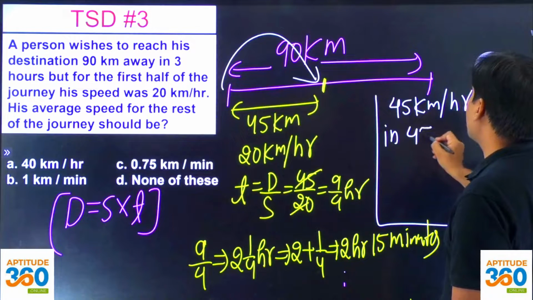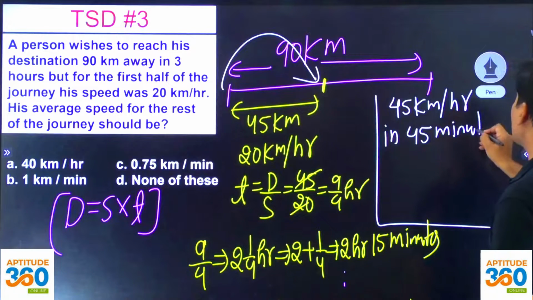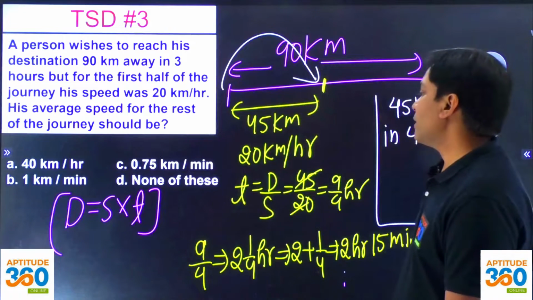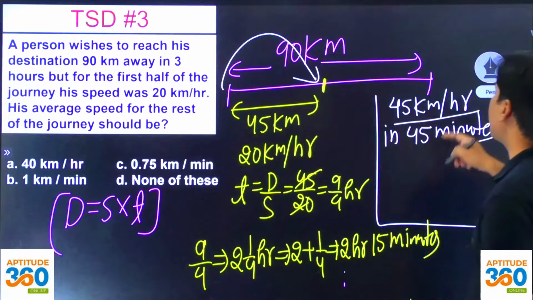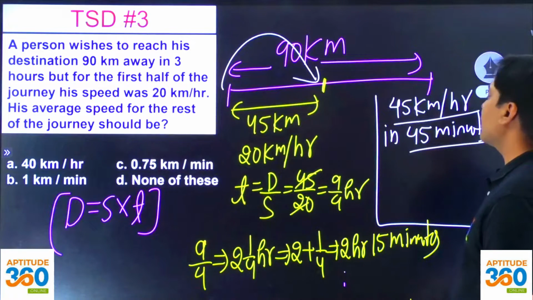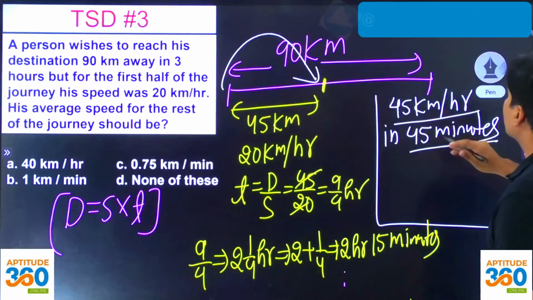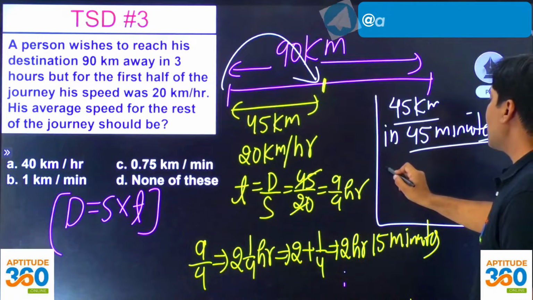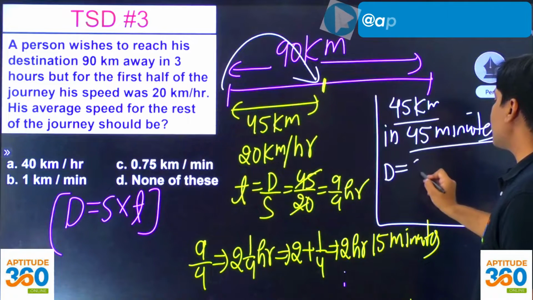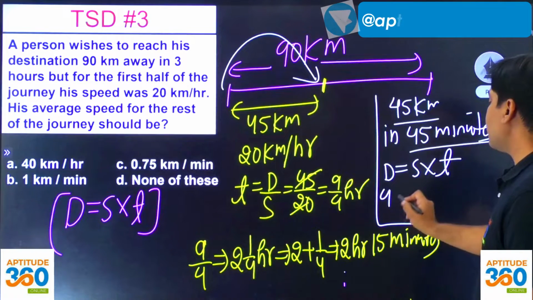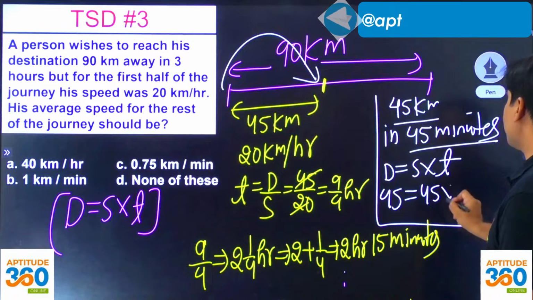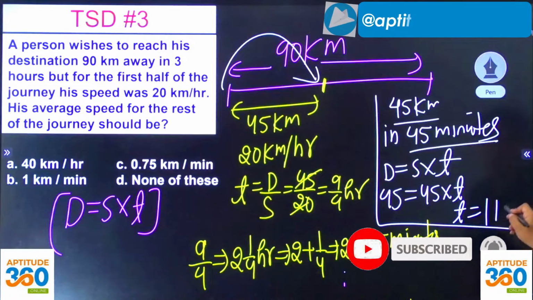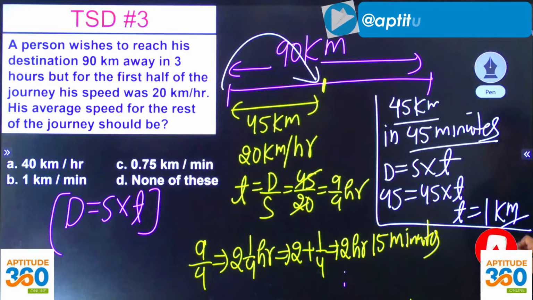In 45 minutes, can you find out the answer without picking up your pen now? He is asking what the speed should be now. He has to go 45 kilometers in 45 minutes. So can I say that distance is equal to speed into time? Distance is 45, speed is 45, and t is going to be 1. This is going to be 1 kilometer per minute. Please be mindful.